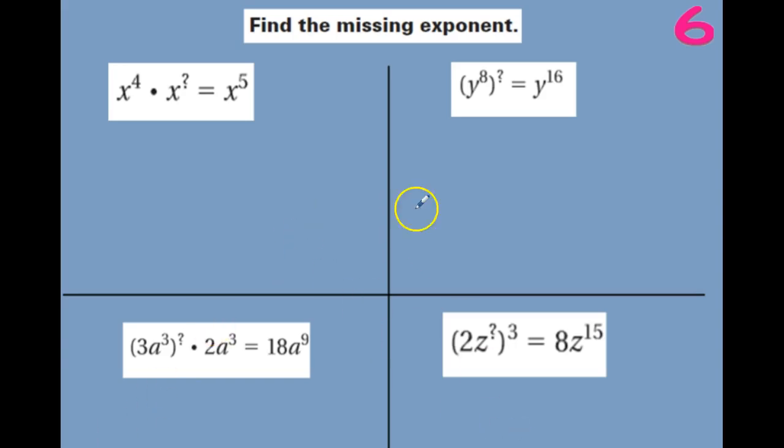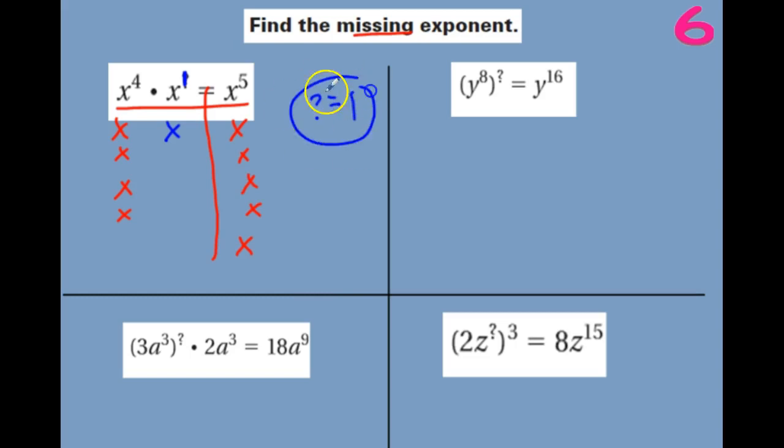Now it just says find the missing exponent. So if we write this out like we've been, we need to get to a total of 5 x's. And here we have 4 x's. So here we're missing how many? Well, 4 to get to 5. Oops, I only did 4 here. To get to 5, we only need 1 more. So we would need 1 more x here, so that question mark would equal a 1.